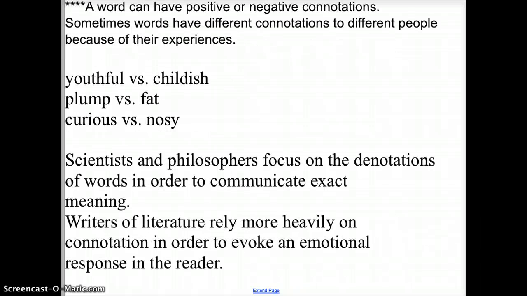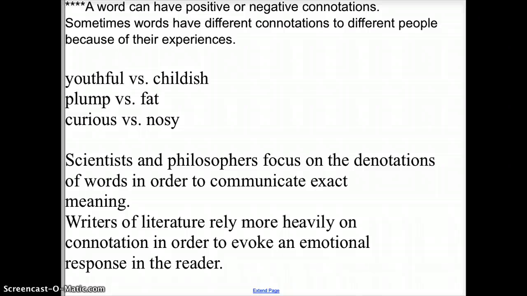So here are some examples. Like I said, different experience. Youthful versus childish. Which one is more positive? Which one's more negative? I would say youthful is more positive, childish is more negative. Plump versus fat. Plump, I'd say, is more positive. Fat is more negative. Curious versus nosy. I would say curious is more positive. If I call somebody nosy, that's a negative connotation.